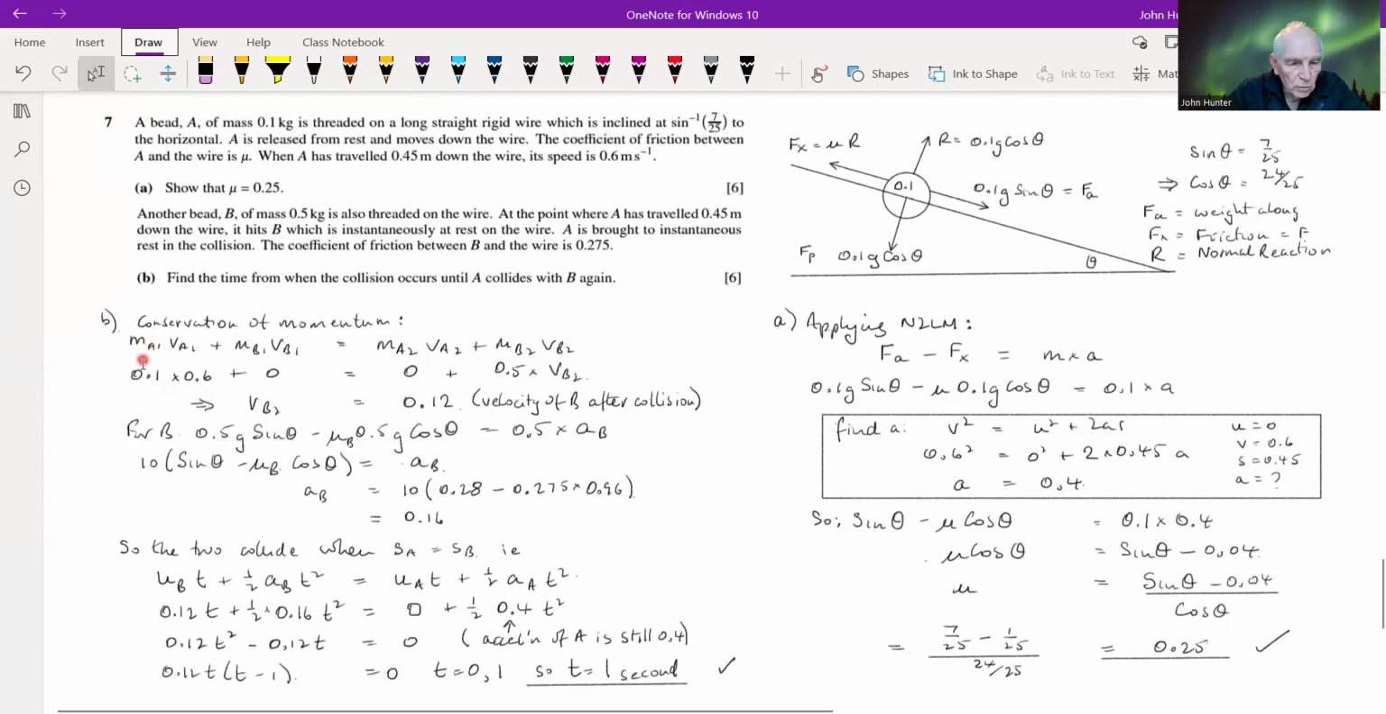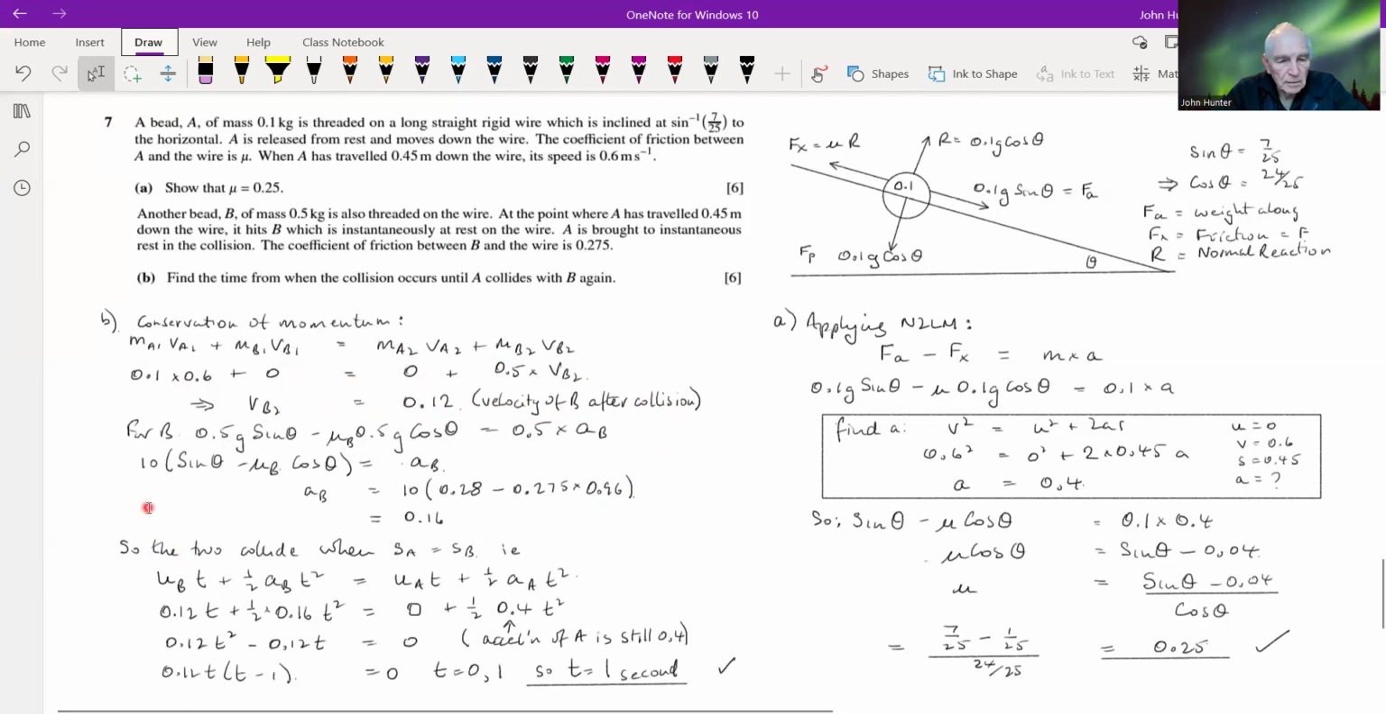Well, we know the mass of A is going to be 0.1 and the velocity before the collision is 0.6. B is not moving, so that's going to be 0. After the collision, A is not moving, so that's 0. And B, which has a mass of 0.5, has got this velocity. And this basically is just an equation in VB2, because it's after the collision. Okay, so we can work that one through. That's going to give us that velocity is 0.12, velocity of B after the collision.